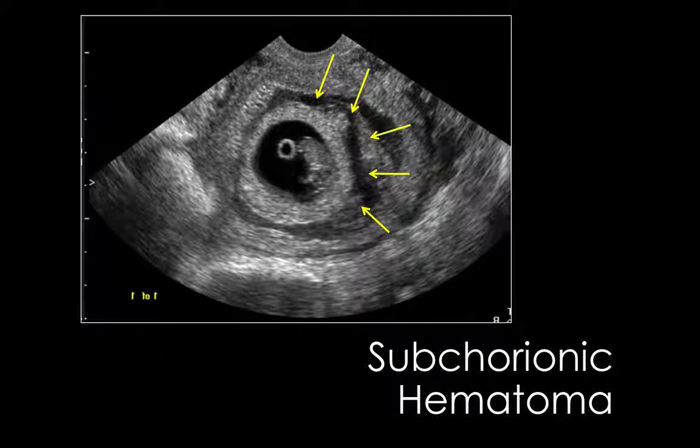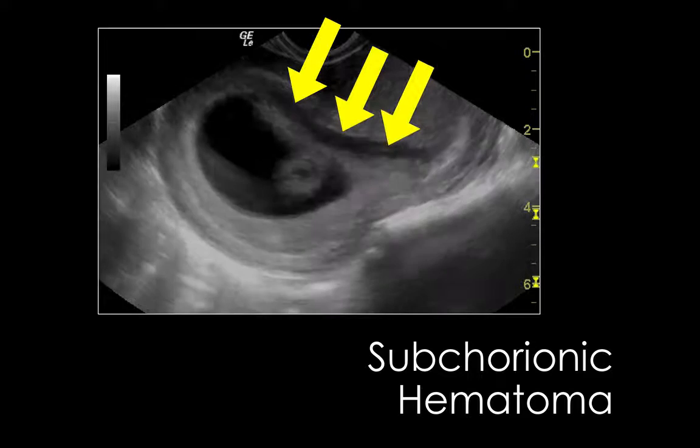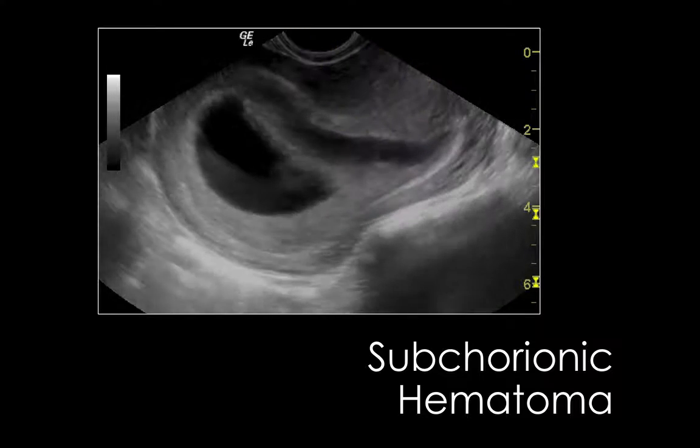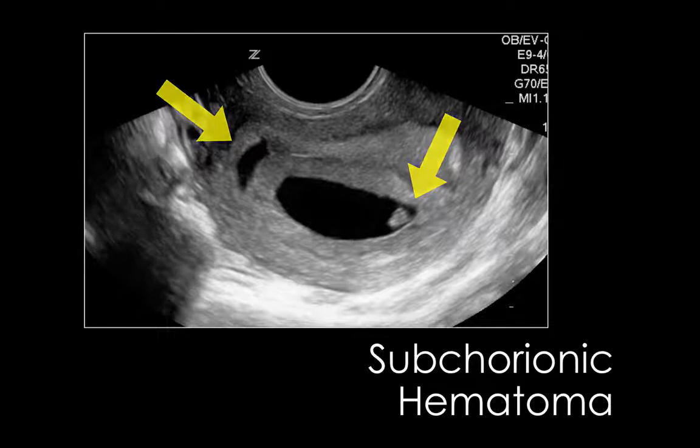In this image, you see fluid around more than 50% of the gestational sac. This video demonstrates a very large hematoma covering more than 50% of the surface of the chorion. Here we see an intrauterine pregnancy with a smaller subchorionic hematoma.